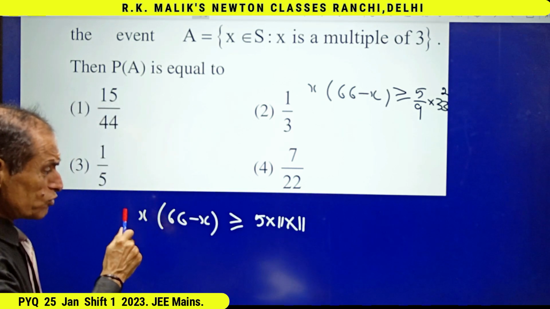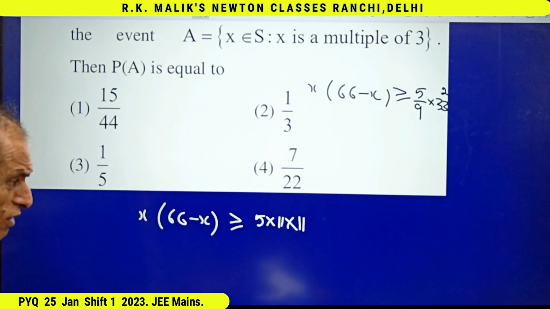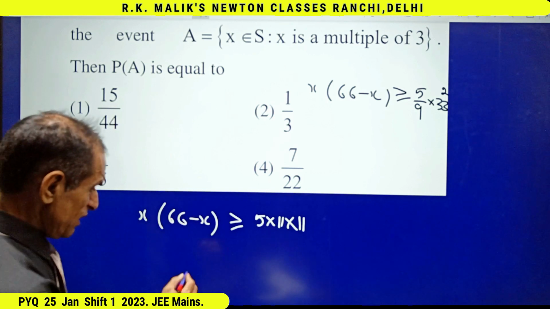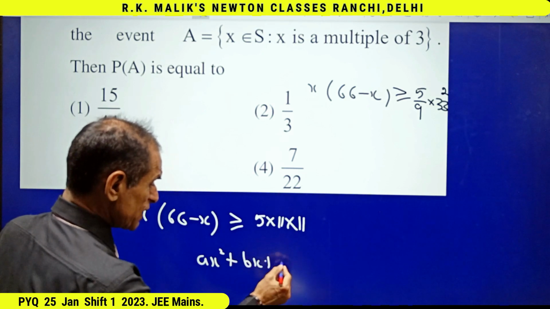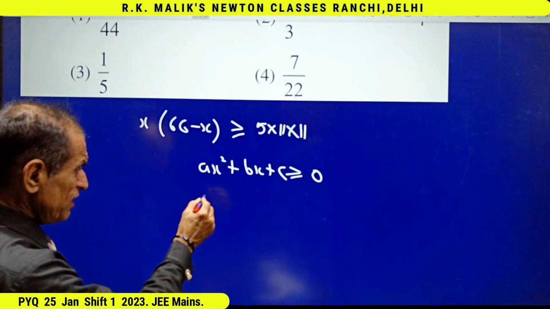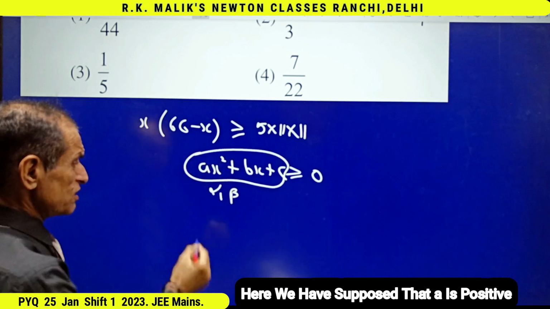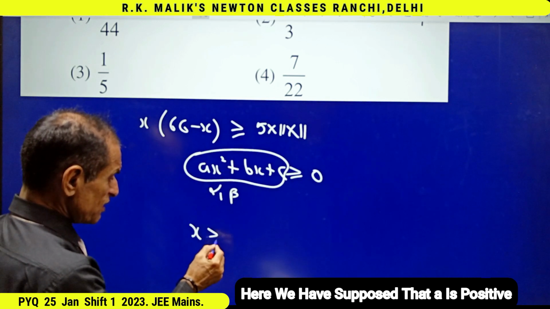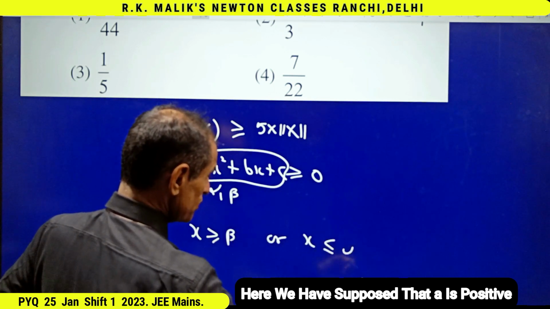Obviously, it is very difficult to solve this inequation by using the quadratic formula. And to solve any quadratic inequation, say ax square plus bx plus c greater than or equal to 0, and alpha and beta are the roots of this, then the conclusion is x is greater than the bigger root or x is smaller than the smaller root.